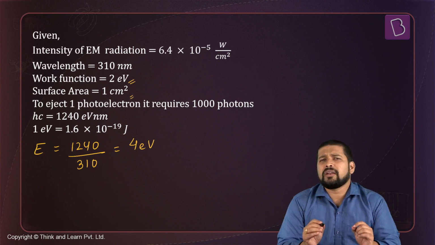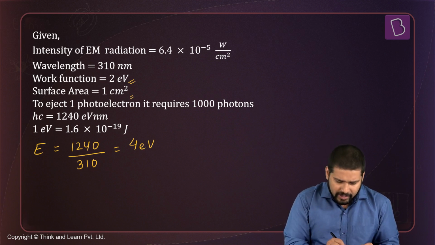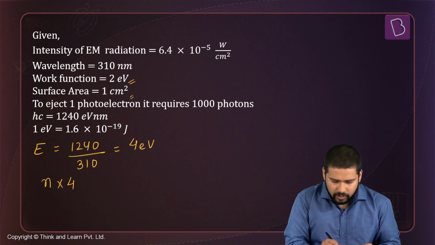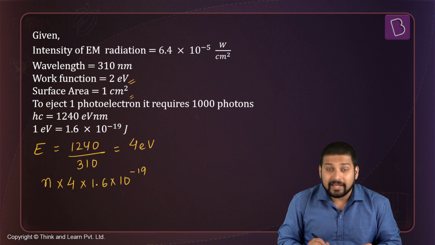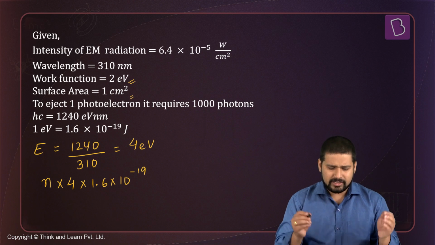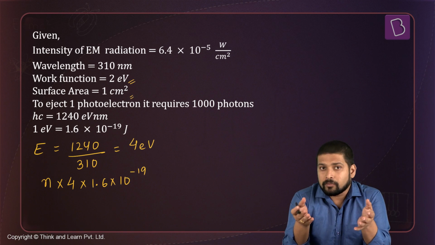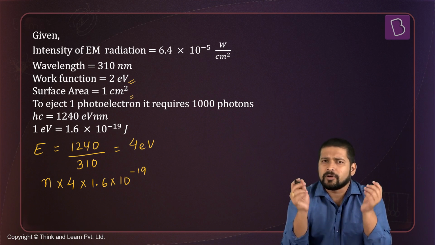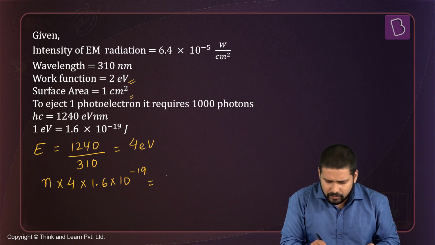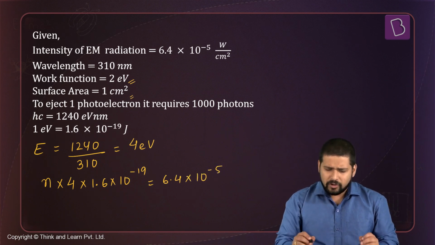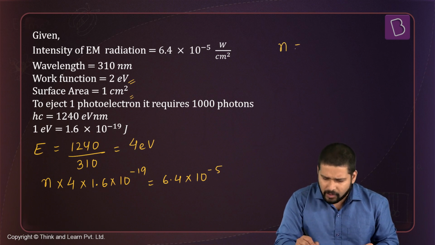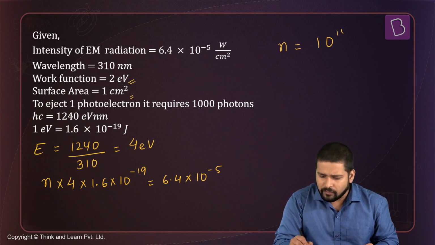Let's say there are n number of photons. So if there are n number of photons, I can write the total energy in terms of joule as n into 4 times 1.6 into 10 to the power of minus 19, right? And this is going to be equal to intensity times area. Why? Because intensity is energy per unit area. So this is going to be equal to 6.4 into 10 to the power of minus 5. From here, you're going to get the value of n is equal to 10 to the power of 14.